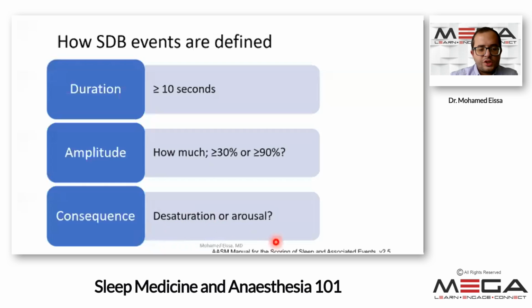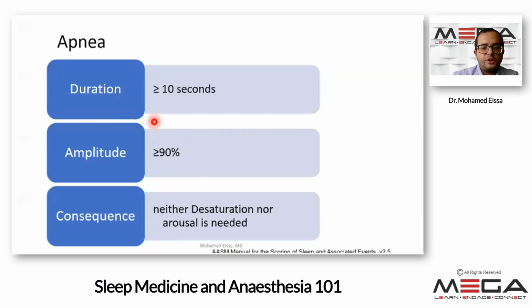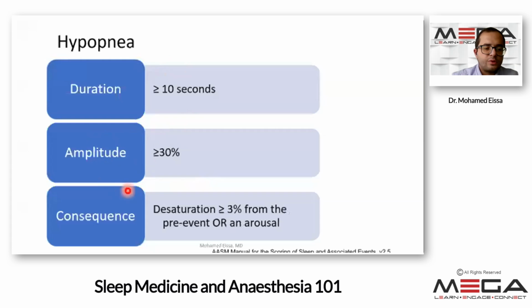So as we mentioned before, for an event to be considered an apneic event, it should last at least 10 seconds, and the decrease in airflow or respiratory effort should be more than 90% from the baseline. For an apneic event to be recorded, if it's more than 10 seconds and more than 90%, we don't need any consequence, either desaturation or arousal. It's the same for hypopnea, however, for hypopnea to be recorded, it should be associated with a desaturation or an arousal.